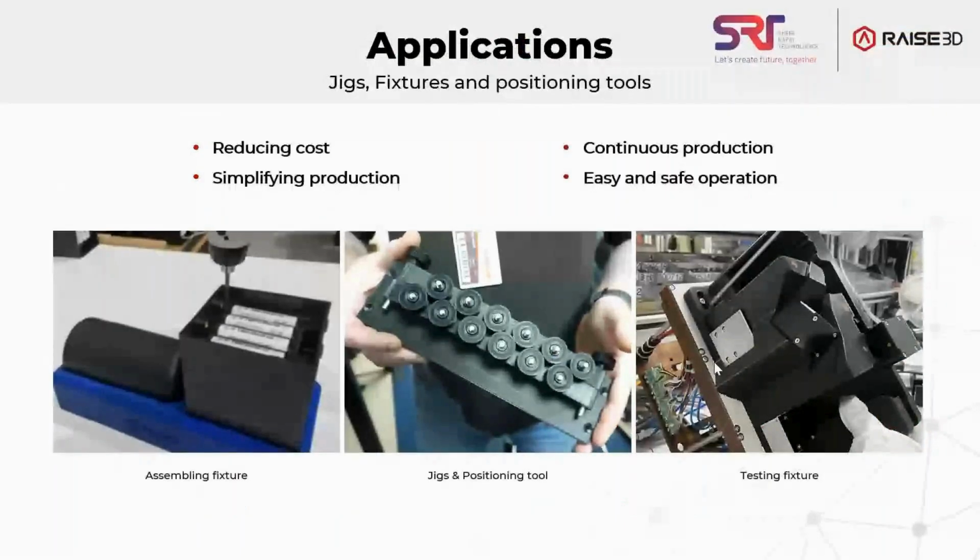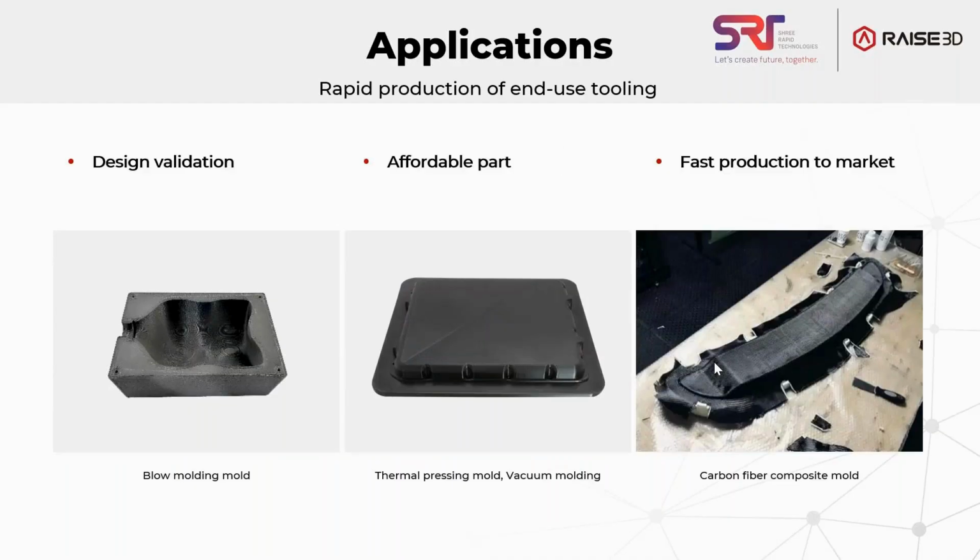Like I mentioned, the applications are not just limited to rapid prototyping, but actually for tooling. Say, for example, you can print jigs and fixtures and positioning tools, assembling fixtures at reduced cost, and you can basically simplify your production. You can make thermoforming molds or blow molds or even carbon fiber composite molds for conventional manufacturing.